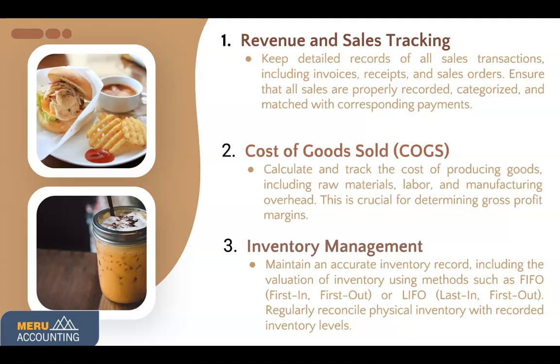Third, inventory management. To maintain accurate inventory records, including the valuation using methods like first in, first out, or the last in, first out. Regularly reconciling the physical inventory with the recorded levels to ensure the accuracy. This practice helps to manage the stock efficiently, preventing disruptions and supports accurate financial reporting and decision making.